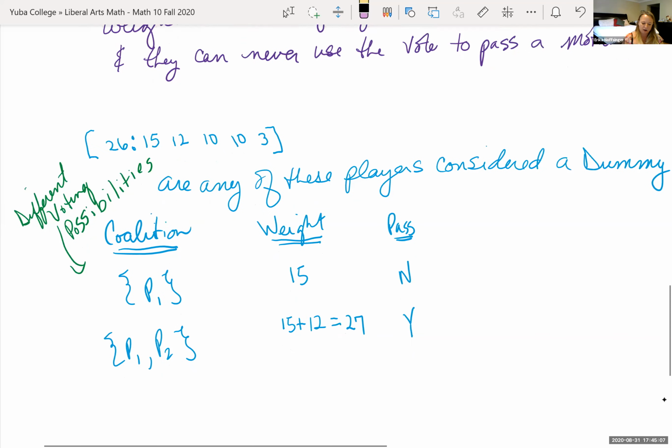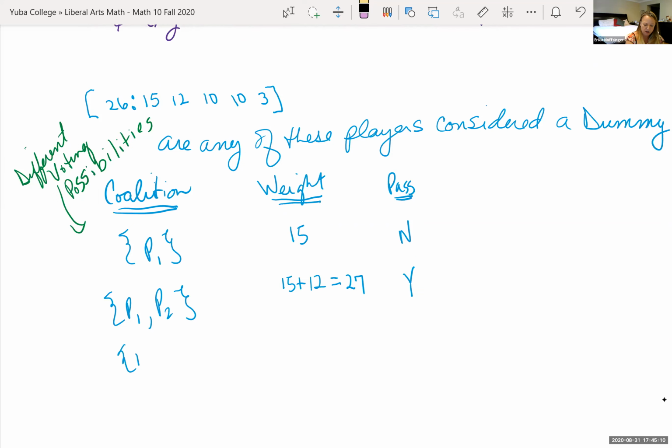Notice if you have player one and player three instead decide that they're going to vote yes. In this case, though, I would have 15 votes for player one, plus 10 votes from player three. This is 25 votes. This does not meet our quota of 26, and so this would not pass. So that tells me that player one with just player 4 or just player 5 could not pass that motion.